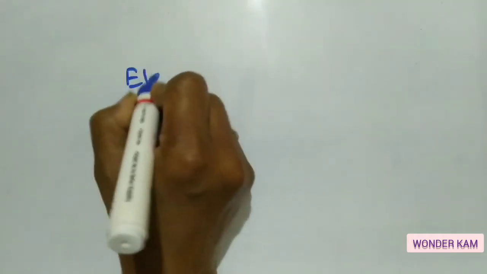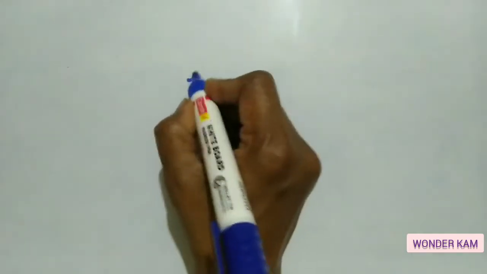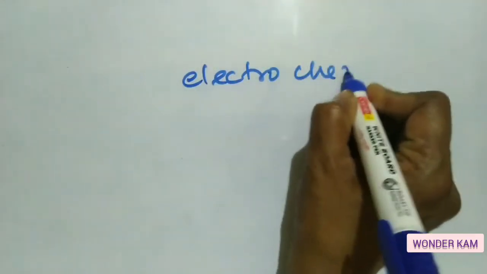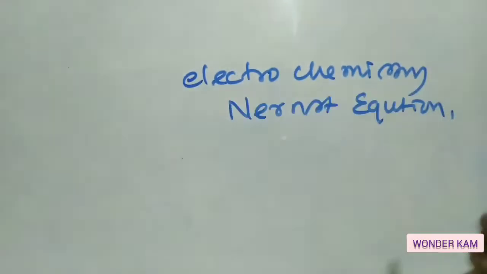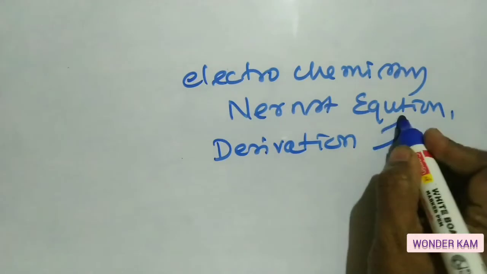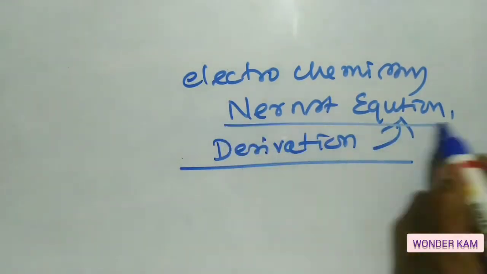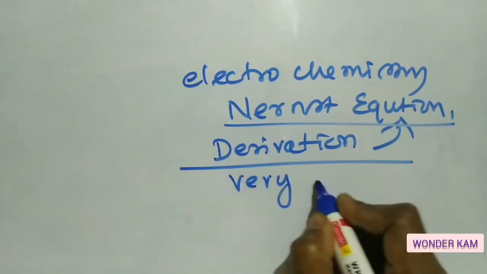We are discussing electrochemistry, and in this video I will explain the most important topic of electrochemistry, that is the Nernst equation. I will explain the derivation of the Nernst equation. Before that, we should know why this Nernst equation is very important in electrochemistry.